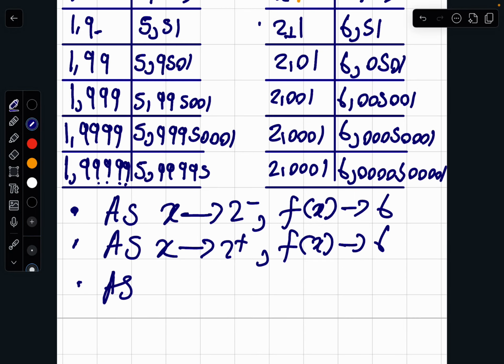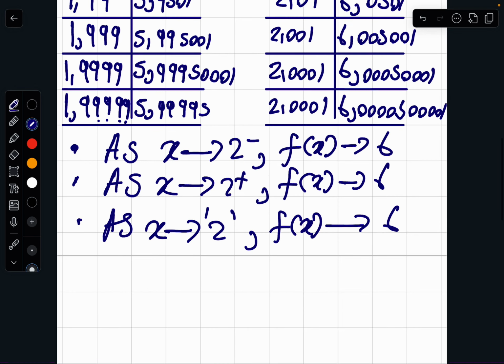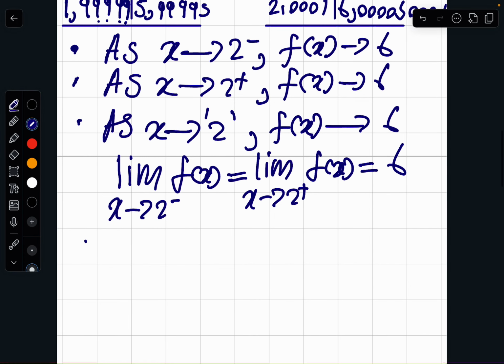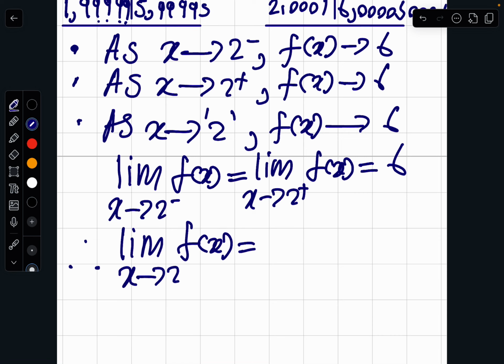Therefore you say as x approaches 2 from either side of 2, f of x approaches 6. Therefore you're going to conclude the limit as x approaches 2 from the left is equal to the limit as x approaches 2 from the right of f of x, and is equal to 6. Therefore you conclude the limit as x approaches 2 of f of x equals 6.